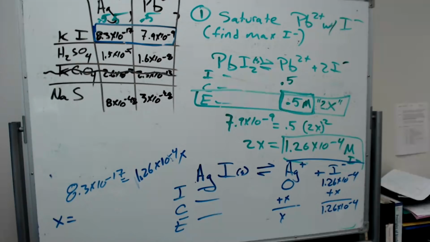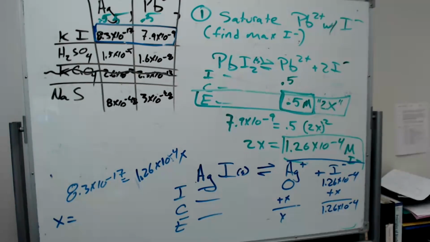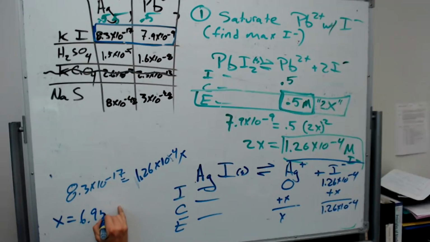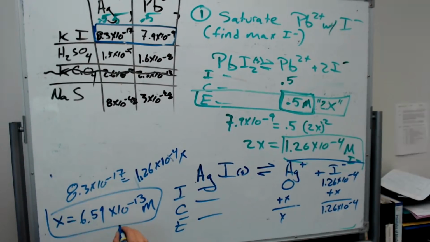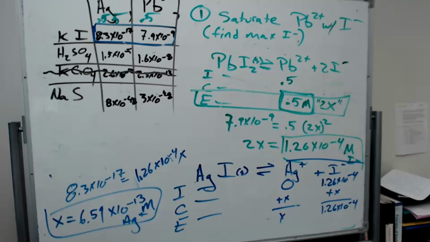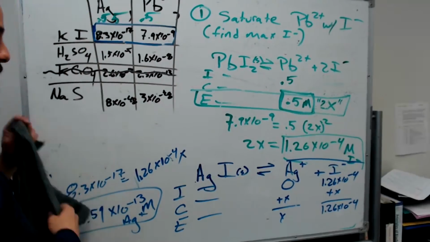Am I even close? 6.59 times 10 to the minus 13. And that is our Ag plus concentration. So notice we've done a fantastic job separating our solutions.